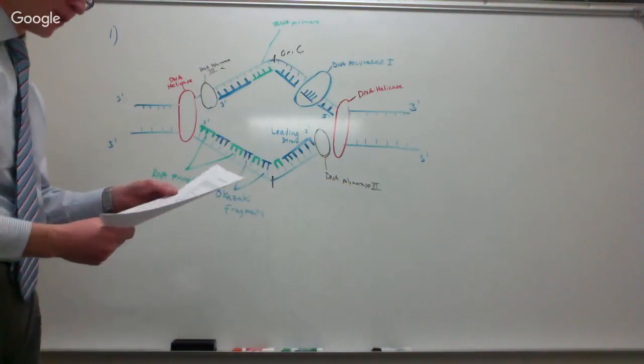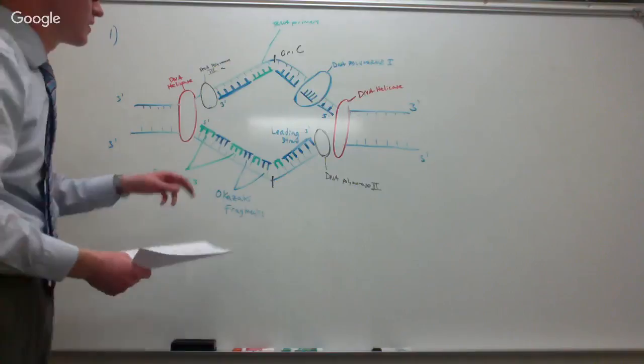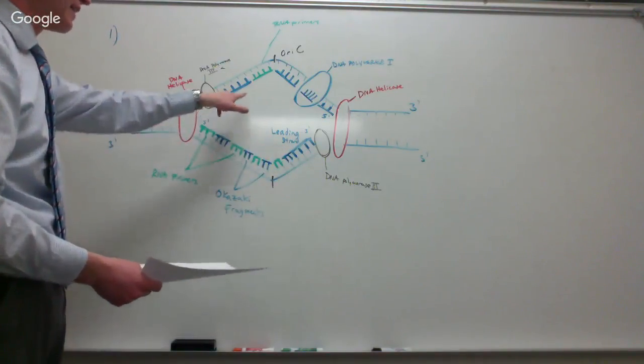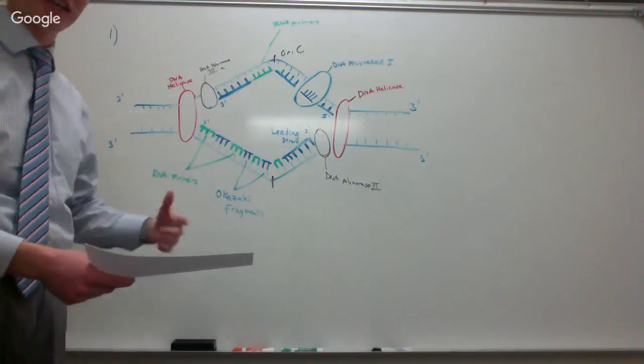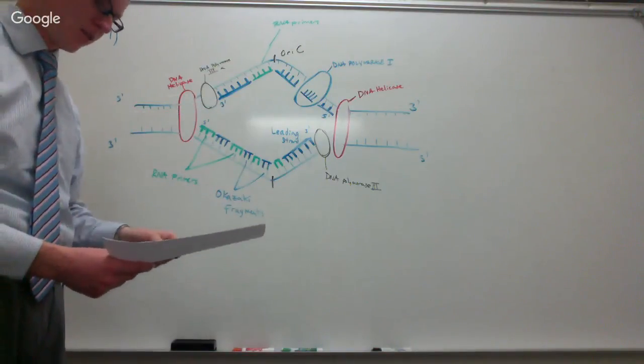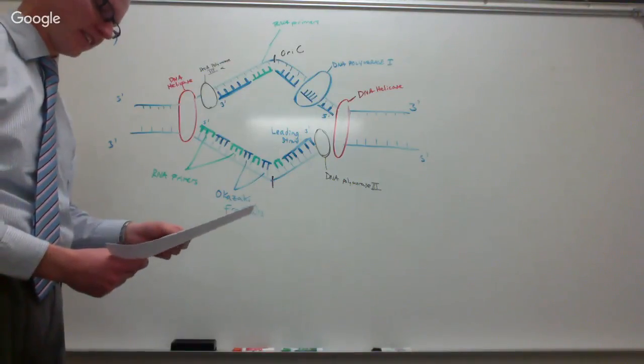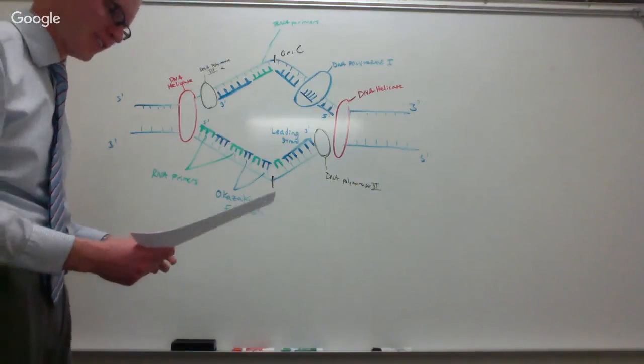The DNA polymerase 3 alpha subunit is shown in black on both of my leading strands, and that is going to be the machine that adds nucleotides to the leading strand. Very high processivity. It'll add a lot of nucleotides before it dissociates.